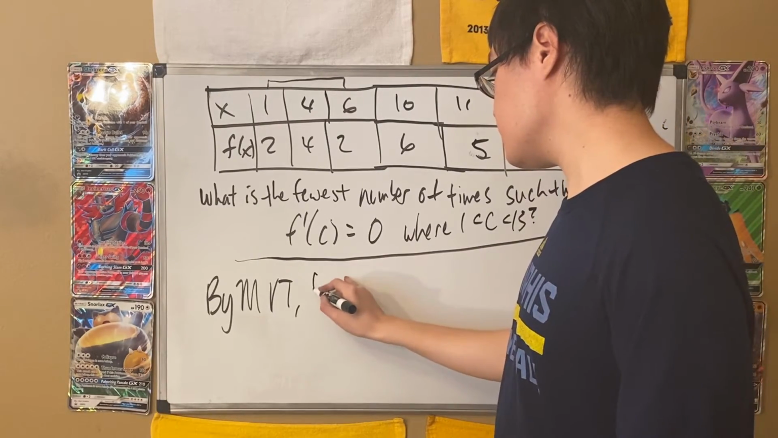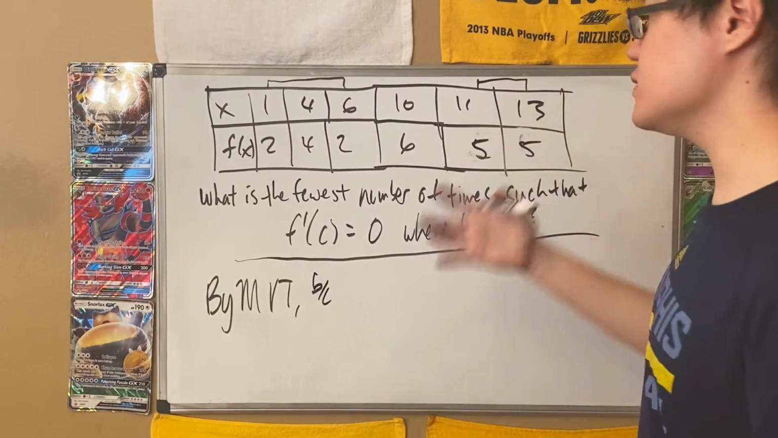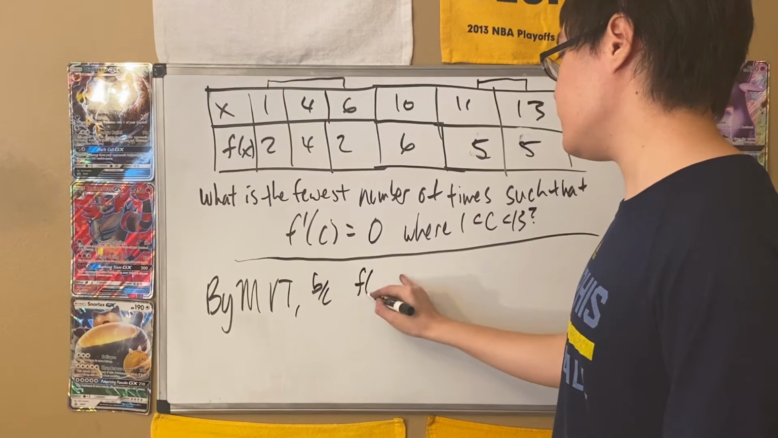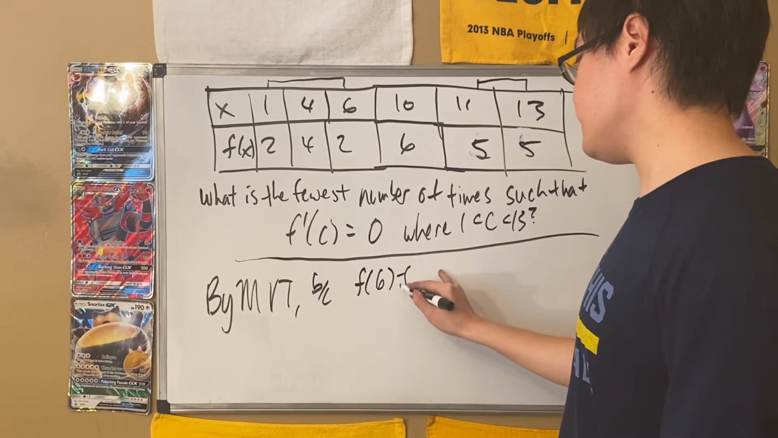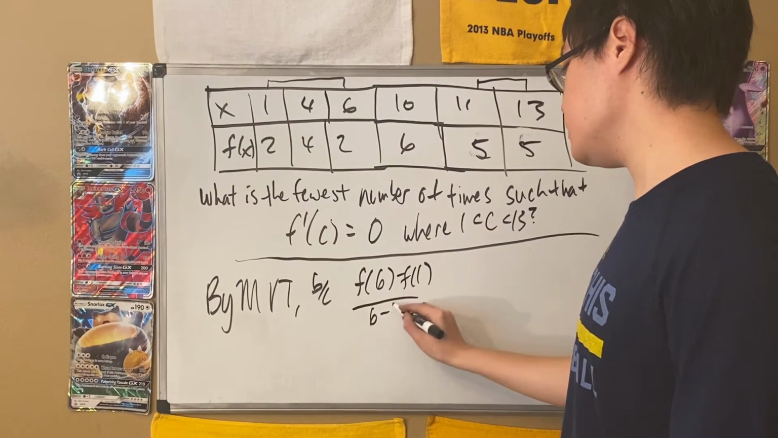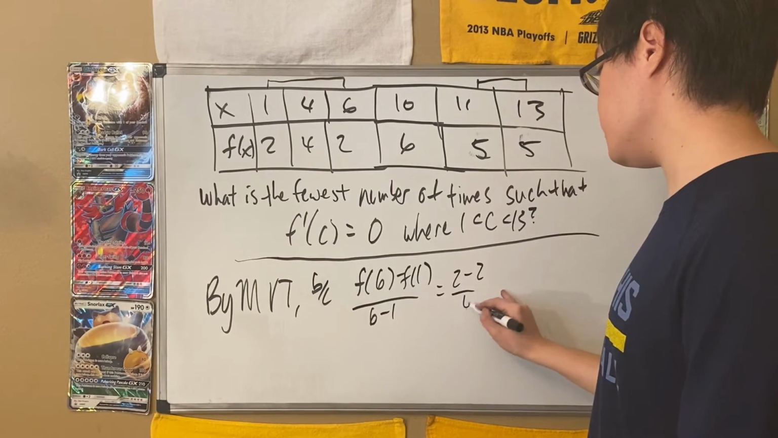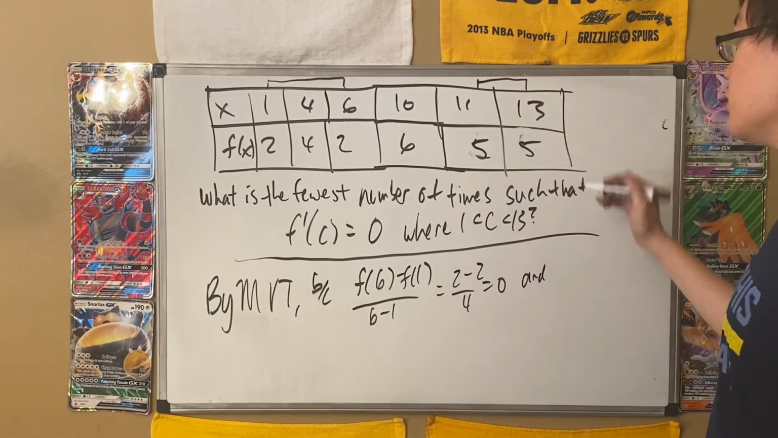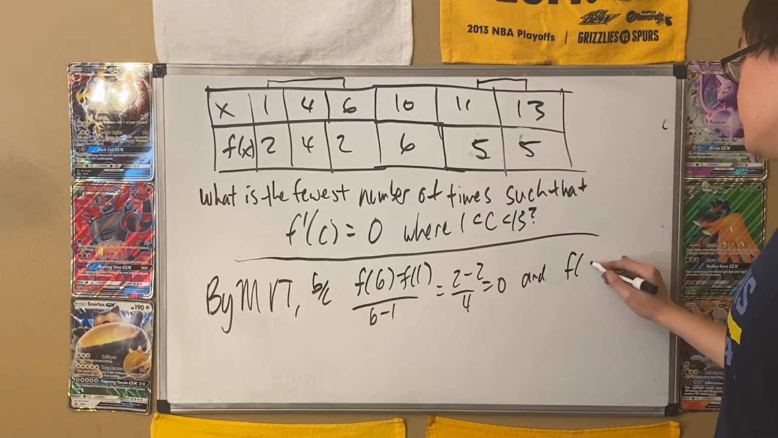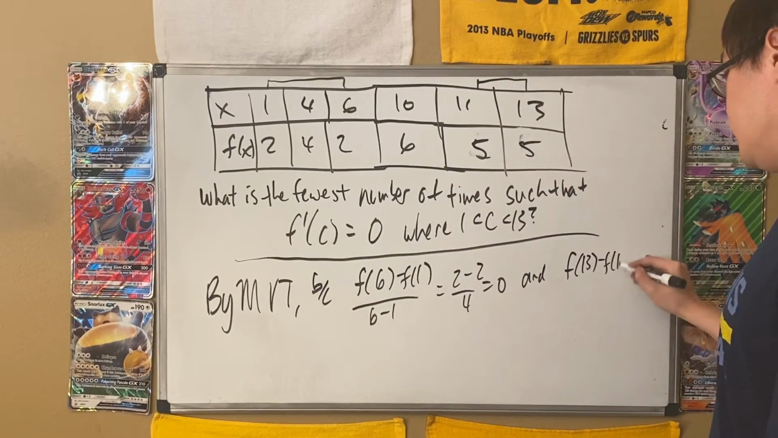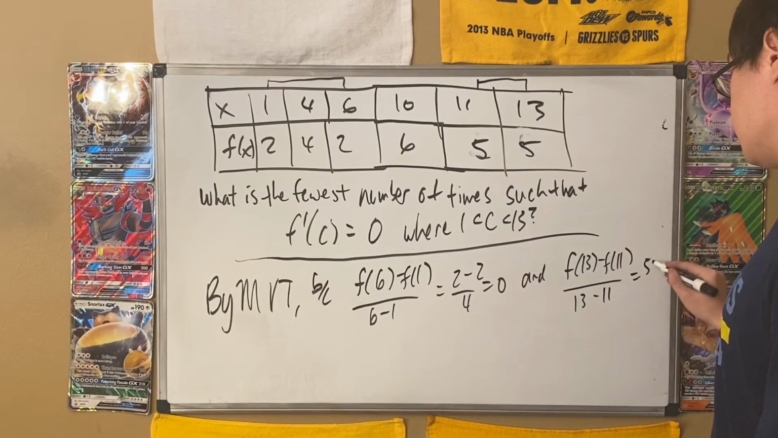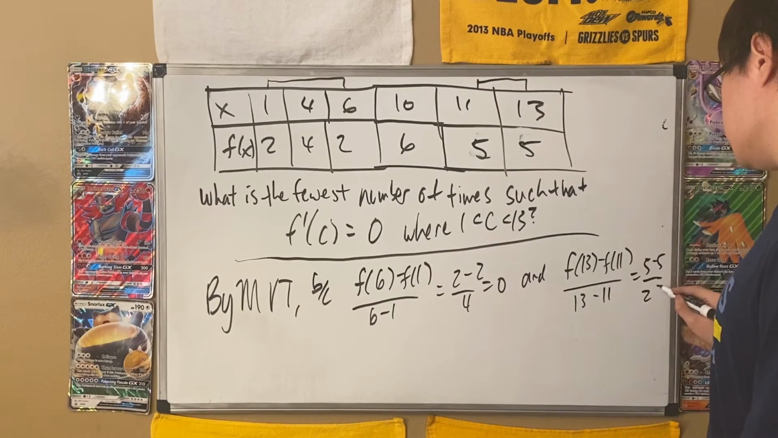Because with MVT, we just want to show that both of these slopes are 0, but of course they're 0 because they have the same y value. So because f of 6 minus f of 1 over 6 minus 1, that's 2 minus 2 over 4, that's 0. And we can do the same thing for these 2 columns. f of 13 minus f of 11 over 13 minus 11, that's 5 minus 5 over 2, that's also 0.